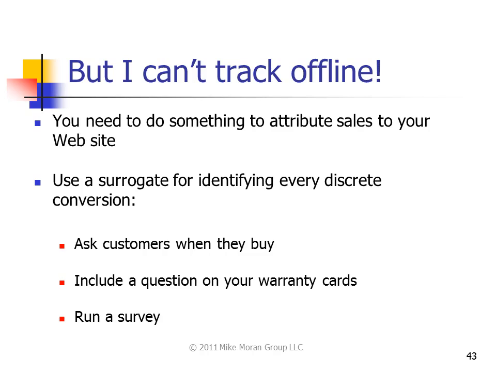So what are other things you could do? You can ask customers when they buy something. It could be that they called up on the phone, or that they're in a retail store, but you can ask them where they came from. Did they come from the website? You can put a question on warranty cards that asks how they found out about you. You can run a survey of recent customers and ask them detailed questions about what's going on. And you can use all of those things as surrogates for having that discrete conversion data.